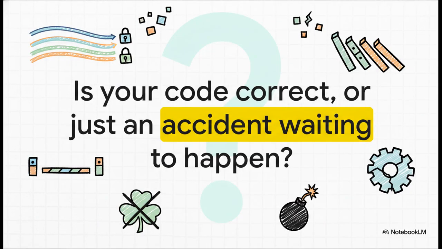So I'll leave you with this final thought to chew on. A multi-threaded program that seems to work but doesn't have the right memory barriers? Well, it isn't actually correct. It's just lucky. And as we all know, in the world of computing, luck always runs out. The question is, is your code correct, or is it just an accident waiting to happen?